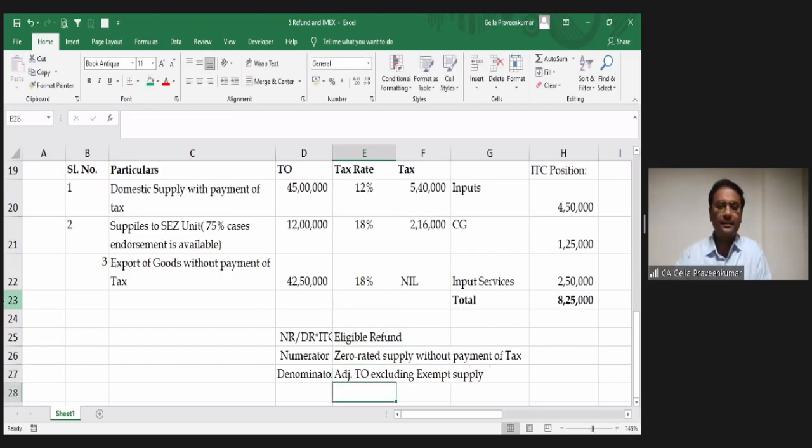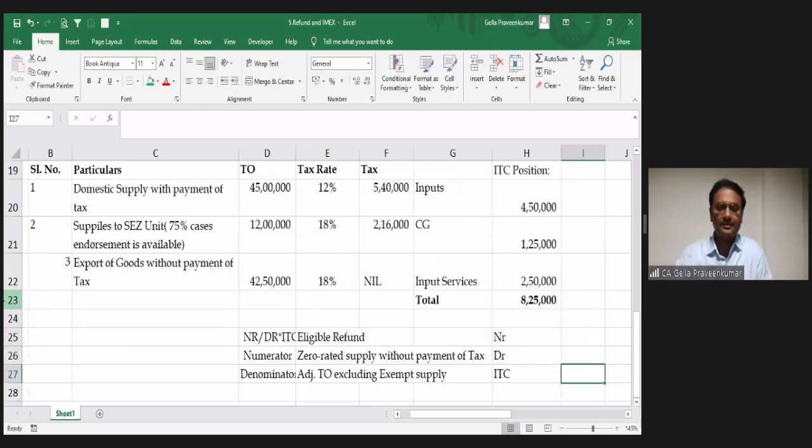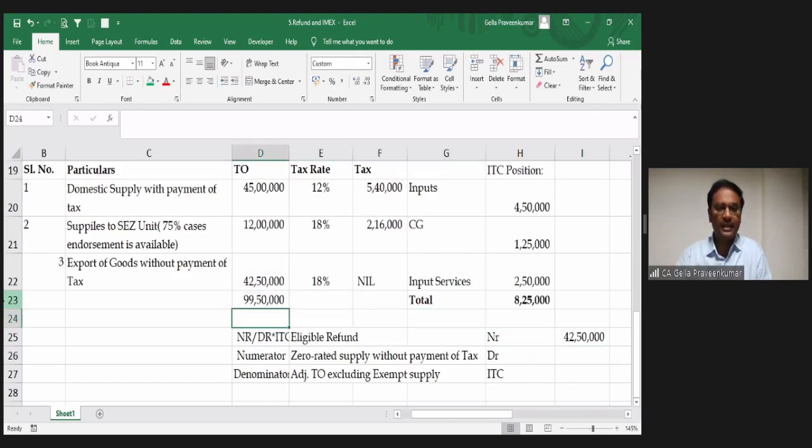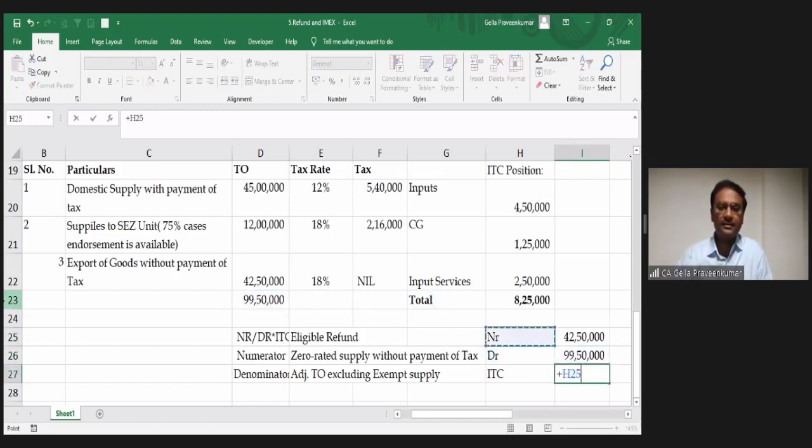This is what they say. So here what I will do: my numerator, my denominator, my ITC. Now my numerator is exports without payment of tax. My denominator is total supply during the month. Now, when I do this by this, I get a percentage and input tax credit.